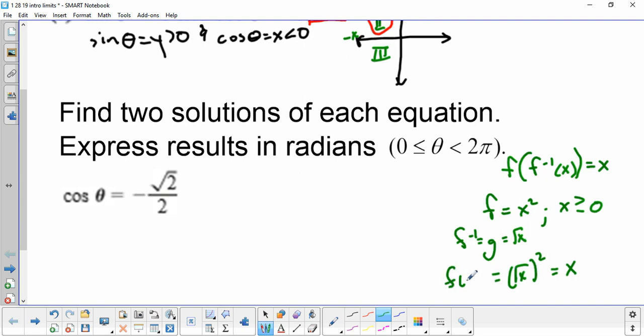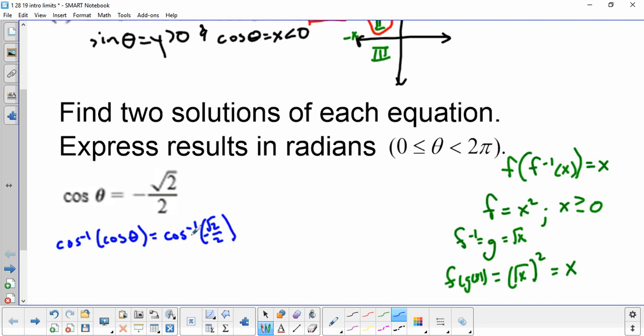Now let's say I want to solve for cosine. We want to figure out what the angle is. So normally what we would do is take the inverse cosine of both sides. We would take the inverse cosine of cosine of theta, and that would be the inverse cosine of negative square root of 2 over 2.